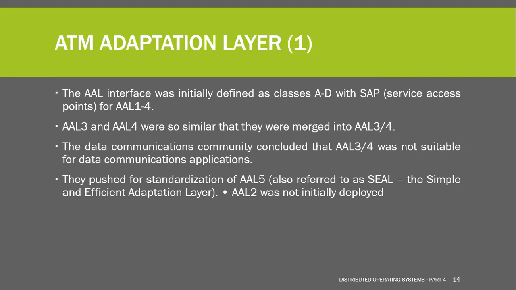The AAL interface was initially defined as classes A to D, with the service access points SAP for AAL1 to 4. AAL3 and AAL4 were so similar that they were merged into AAL3/4. The data communications community concluded that AAL3/4 was not suitable for data communication applications. They pushed the standardization of AAL5. AAL2 was not initially deployed.